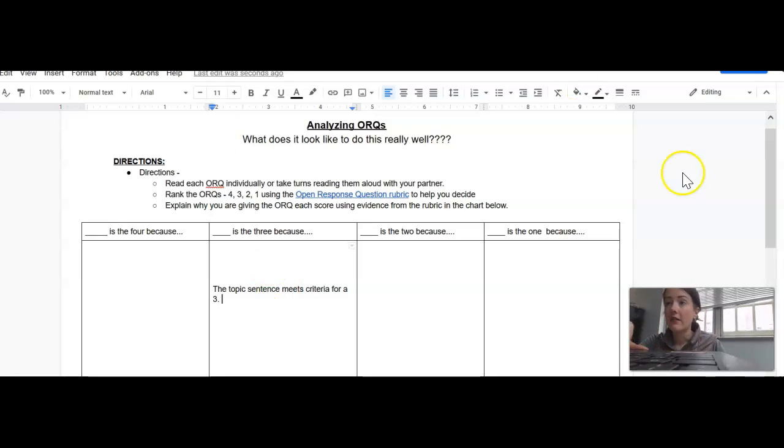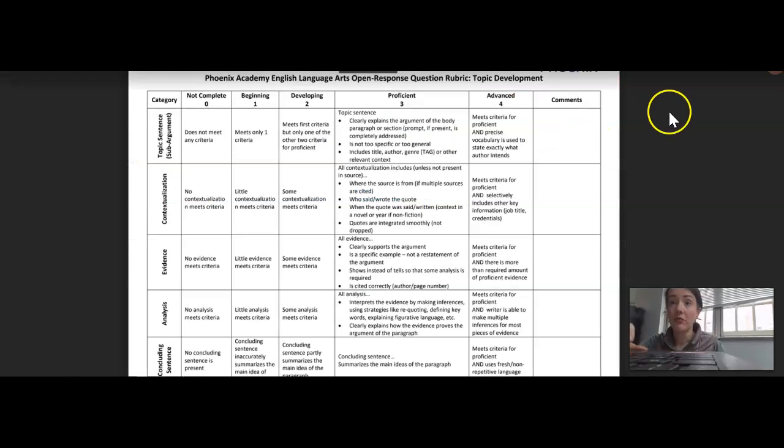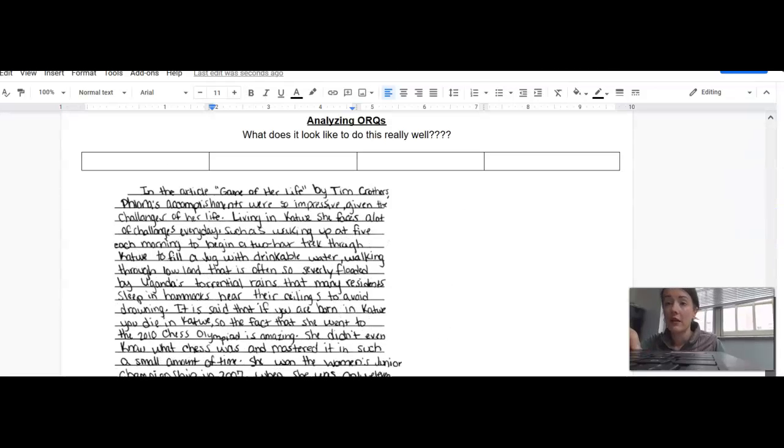Okay, now let's look at the next part. Contextualization. It shares where the source is from if there are multiple sources. In this case, there's only one source I'm thinking about, so that's not relevant. It shares who said the quote. It shares when the quote was said, and quotes are integrated smoothly. Okay, let's go back here.